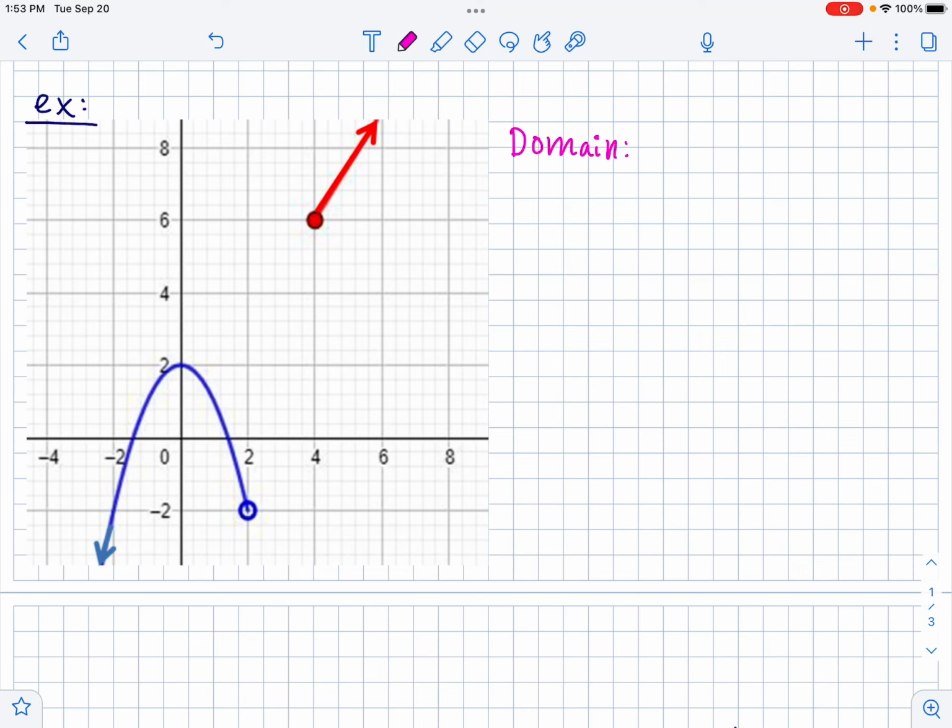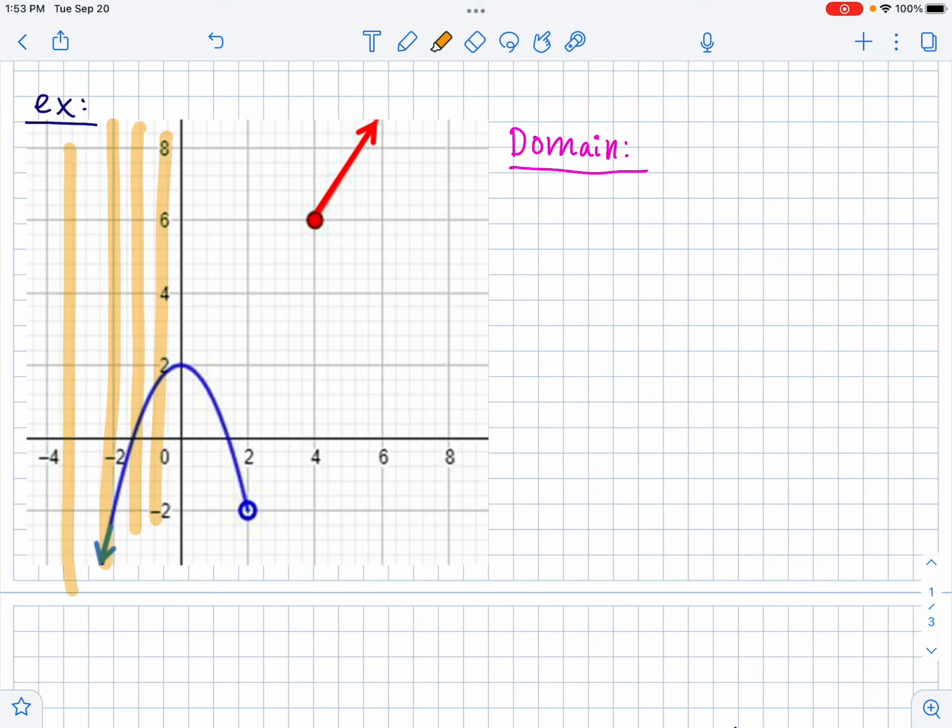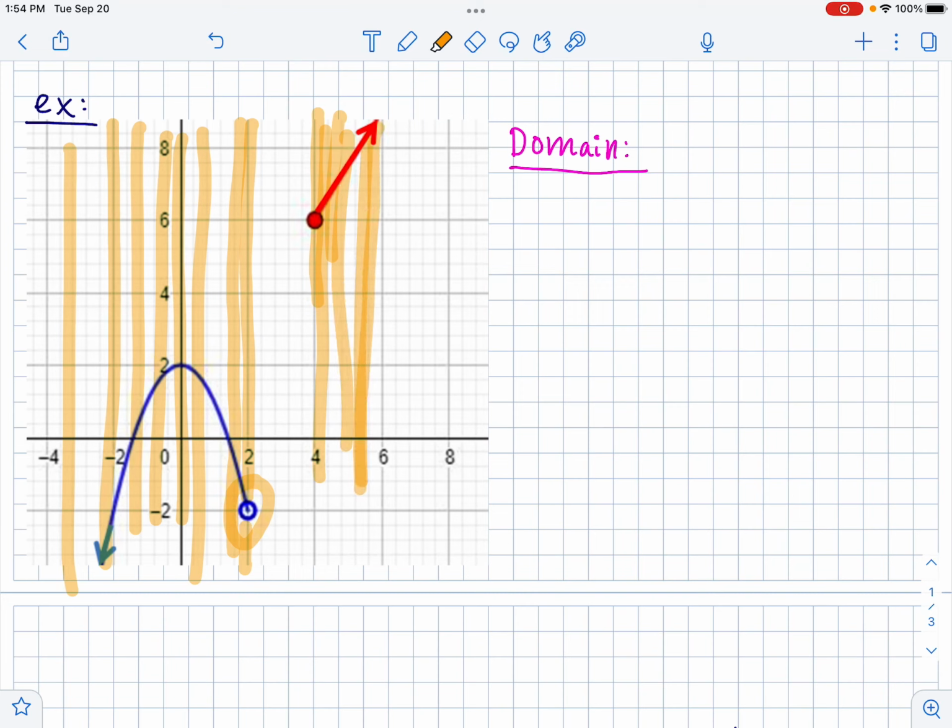So for the domain, if you hold that pencil vertically, we hit all these negative numbers that go out to like -infinity, and then we come to right here, and then right at 2, there's a hole. So it goes all the way up to 2, but doesn't include it. But then it skips over and starts again right here, and we get more and more x values here.